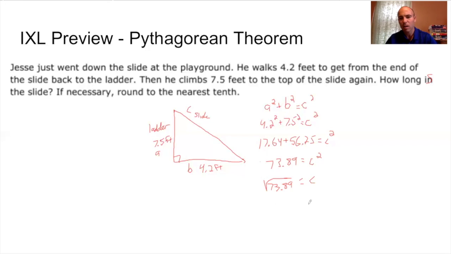Okay, so c is going to be, I'll go two decimal places, I've been doing that the whole time, 8.595. So actually 8.60 feet. All right, cool. And it makes sense. Always ask, does it make sense? The slide is going to be longer than either of these two sides, obviously, because it's the hypotenuse, right? So it makes sense that it would be 8.6 feet, more than both the ladder and the distance from the slide to the ladder.